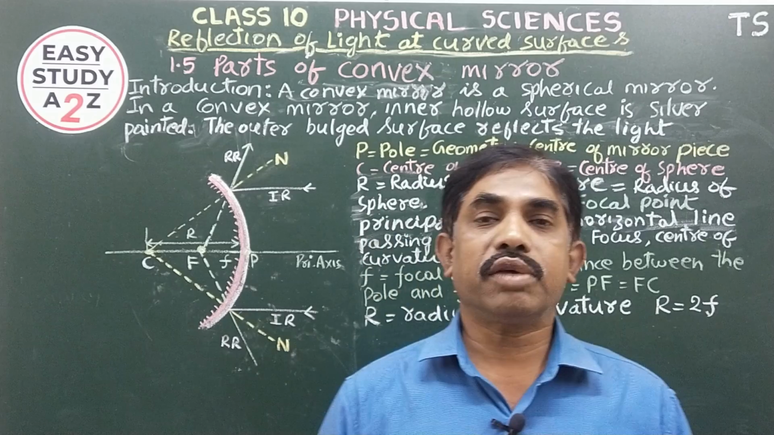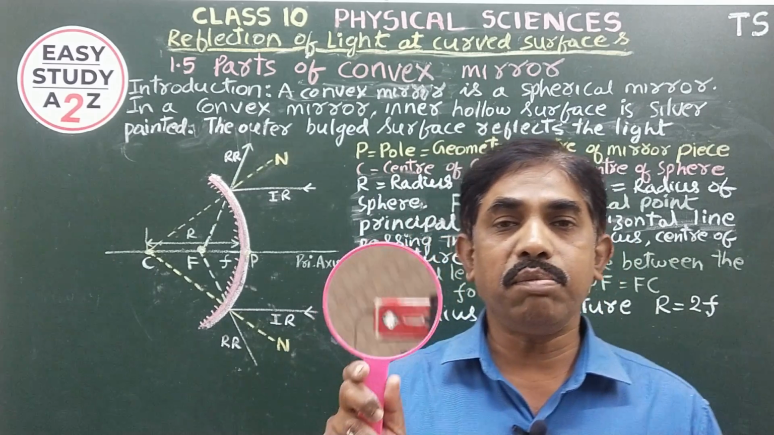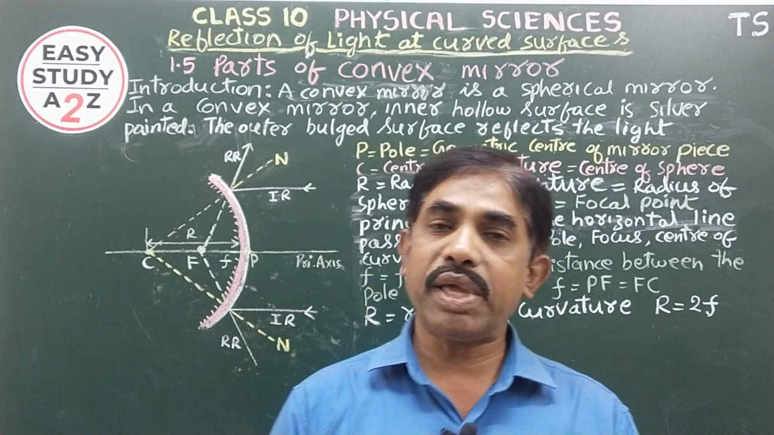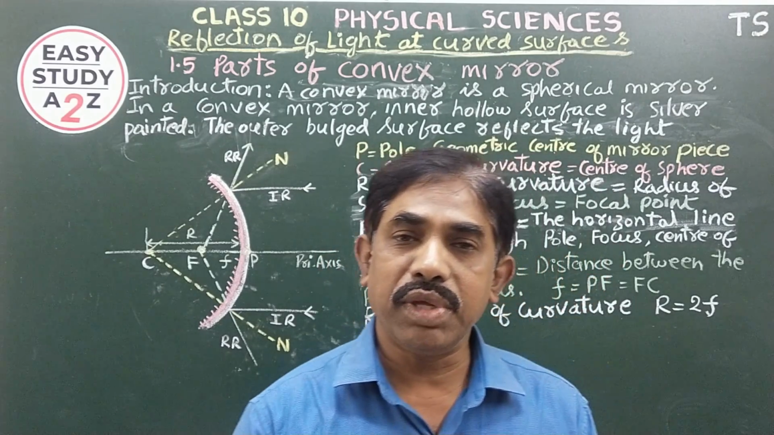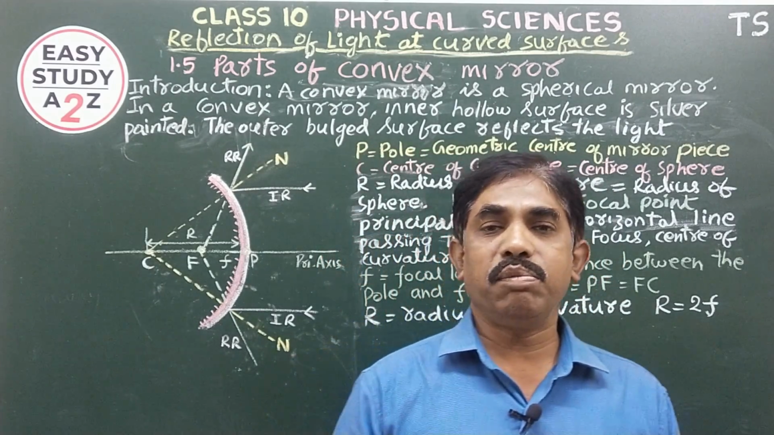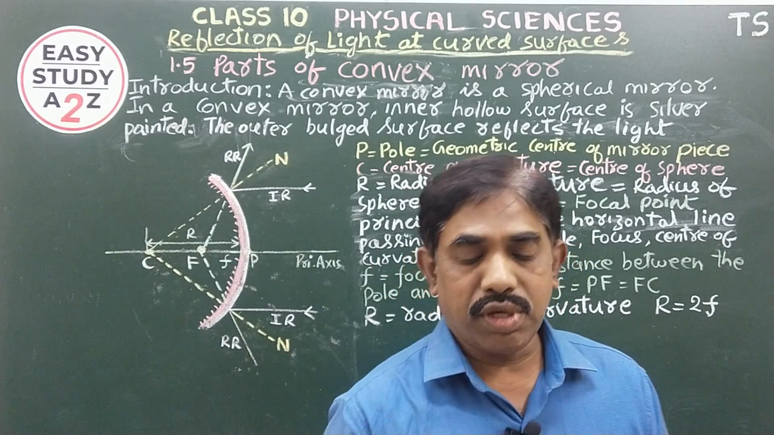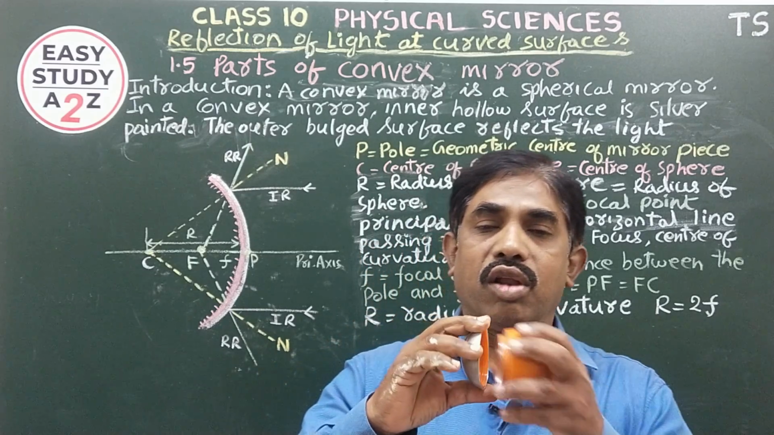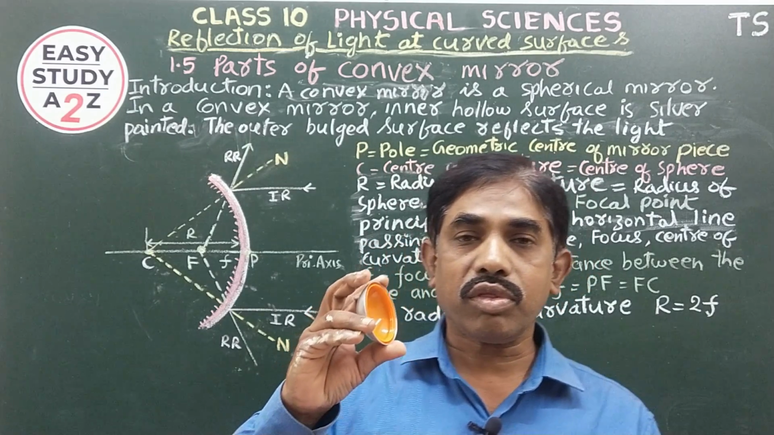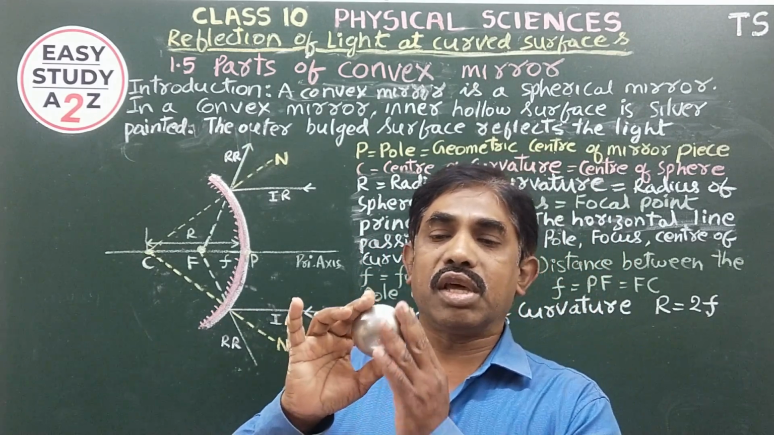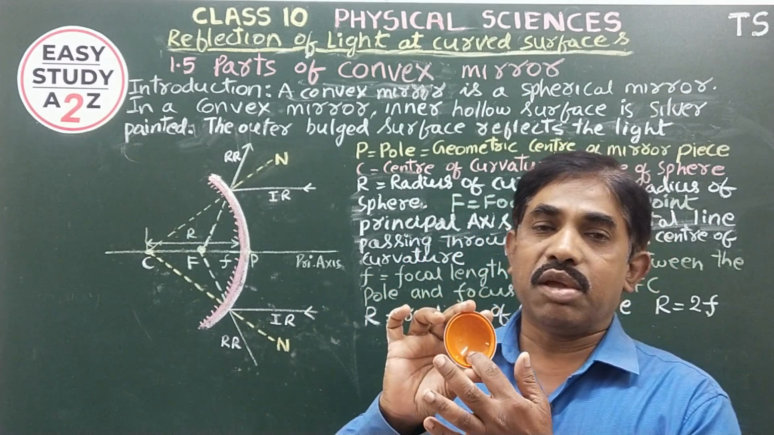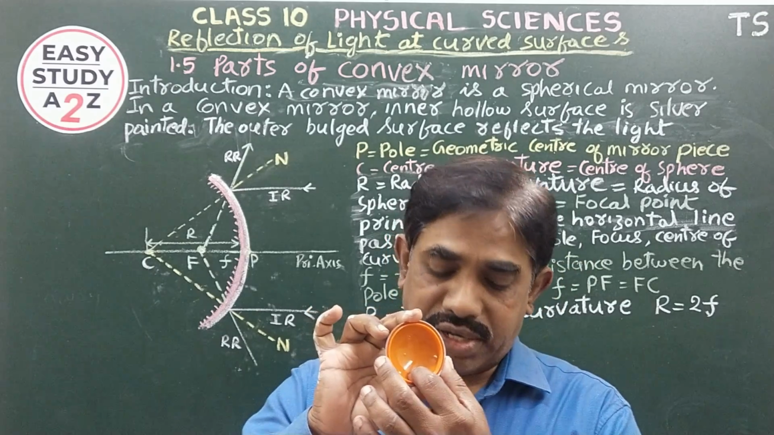1.5 Parts of a convex mirror. A plane mirror has a plane surface. A convex mirror has a spherical surface. A convex mirror is called a spherical mirror. Consider a sphere. Now a part of it is considered as a convex mirror. The outer surface reflects the light and the inner surface is silver painted.